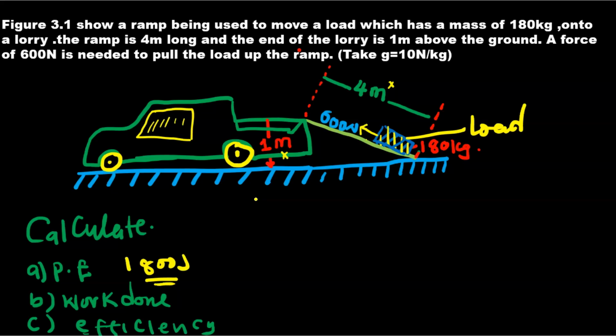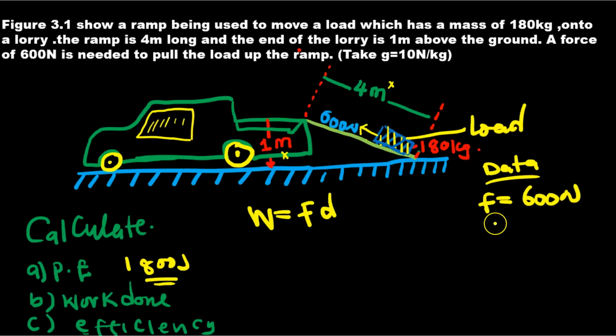Okay. So for the second question, calculate the work done by the 600 Newton force in pulling the load up the ramp. Work is the product of force and distance. The force and the distance should be in the same direction, or the force should produce a distance. If you look at the information that we have, we want to calculate work. So what is the force? We've been told in the question that the force is 600 Newton. Then what is the distance?